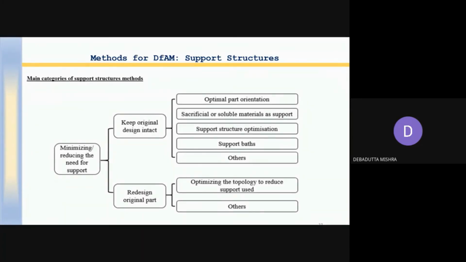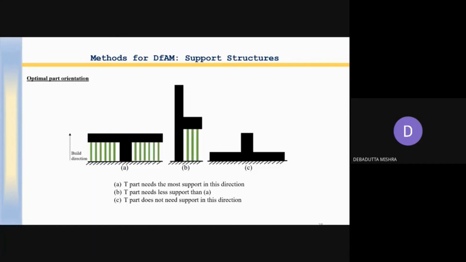Okay. What are the support structure methods? One is optimal part orientation. You can have sacrificial or soluble material as support. Means after the process, the material cannot be used; that will be sacrificed. Support structure optimization, support bath, others. These are the different support structure methods by which you can create an optimized support structure.